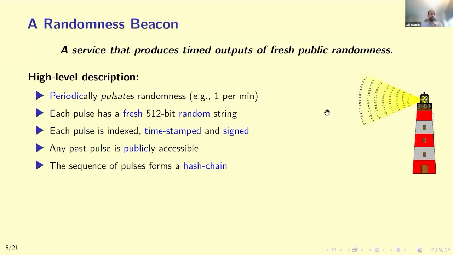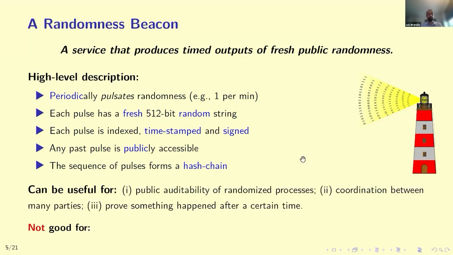Each pulse is indexed so that you can refer to pulse number 37 at time noon on a given day, and it is signed. And then any past pulse is publicly accessible, and the sequence of pulses forms a hash chain. Now, this can have several uses, but doesn't necessarily solve everything. Types of things that it can be useful for are to enable public auditability of randomized processes, coordination between many parties, and prove that something has happened after a certain time, namely after a pulse has been issued. But this is not good for selecting your secret keys, for example.